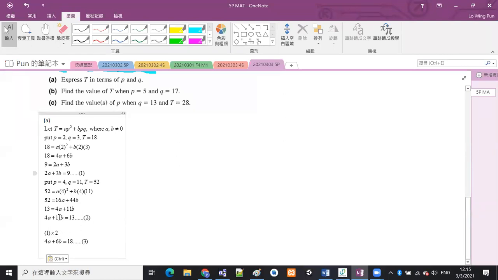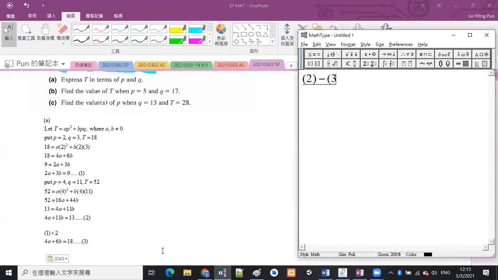This time using equation 2 to minus equation 3. 2 minus 3. For the A terms, 4A minus 4A cancelled. For the B terms, we have 11B minus 6B. It becomes 5B. And for the right-hand side, we have 13 minus 18, which is negative 5. Okay, so B is equal to negative 1.